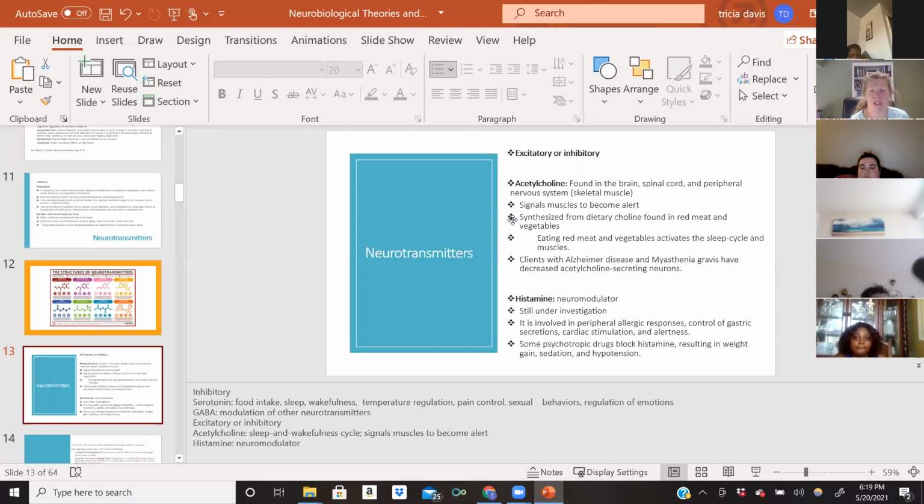And then we have histamine, which is a neuromodulator. They don't really know a lot about why it has the effect that it has. It's something that they're still investigating. It is involved in peripheral allergic responses. It also plays a role in the control of our gastric secretions, some cardiac stimulation, and alertness. And some psychotropic drugs block histamine, which results in weight gain, sedation, and hypotension, which are unwanted side effects. Those are contributing reasons why some people don't stick to their medication regimens.